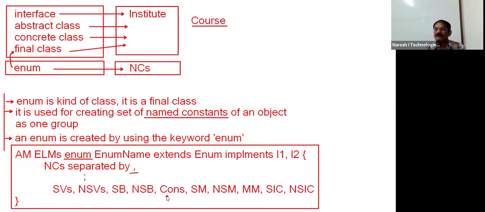Where is the named constant? Where is the static variable? So all named constants you write with a comma separator. Whenever you want to write regular class members, you have to write what? Semicolon. Okay. Now tell me here.